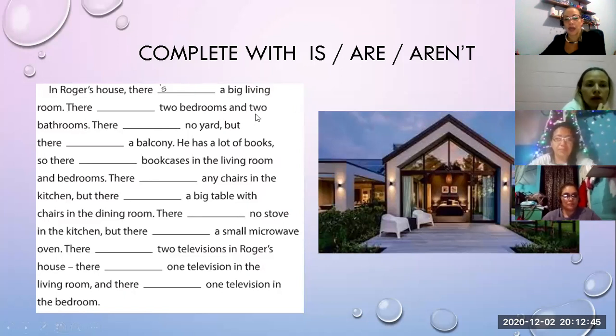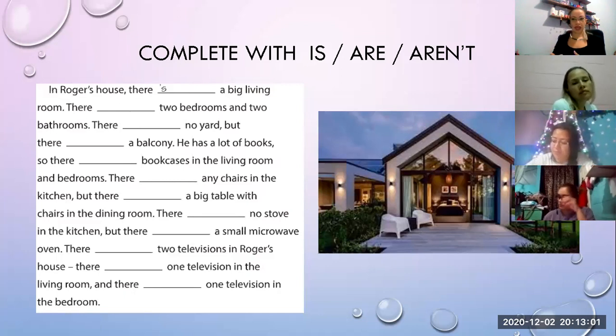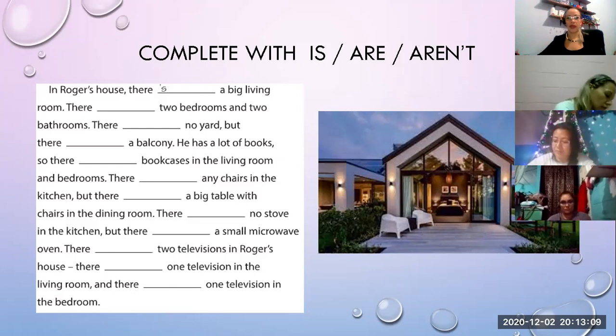There, two bedrooms, entonces ¿cuál iría aquí? There are two bedrooms and two bathrooms. Ajá, entonces aquí es is y aquí are. There are two bedrooms, two bathrooms. Y así lo van a ir haciendo. Solo leer, como pensar si va is, are o aren't. And so on. Les voy a dar un poquito de tiempo para que vayan leyendo y contestando. Y luego vamos a revisar. Okay.